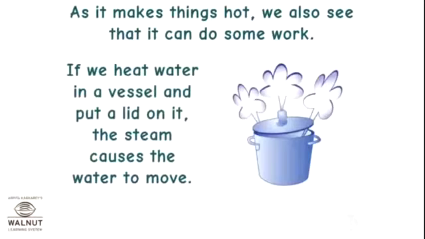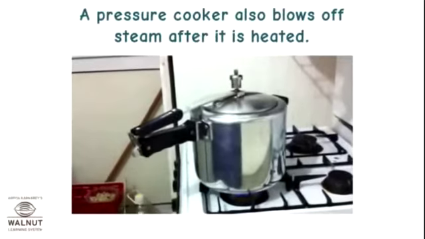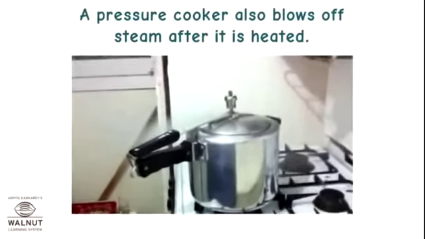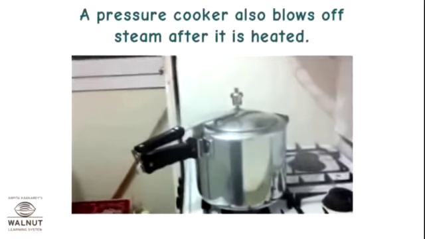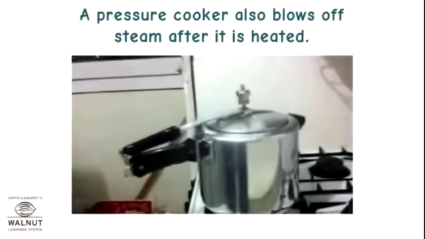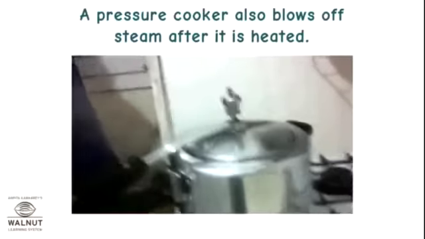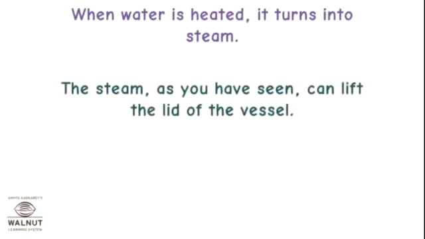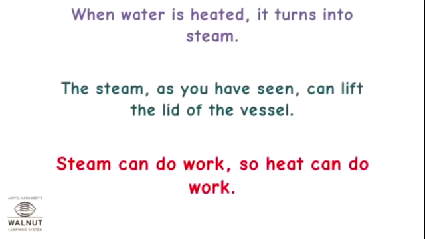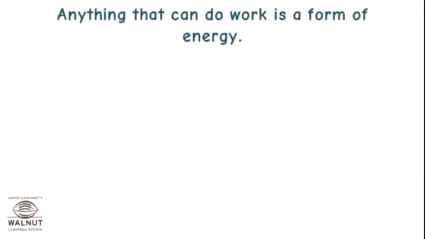If we heat water in a vessel and put a lid on it, the steam causes the lid to move. A pressure cooker also blows off steam after it is heated. When water is heated, it turns into steam. The steam, as you have seen, can lift the lid of the vessel. Steam can do work, so heat can do work.